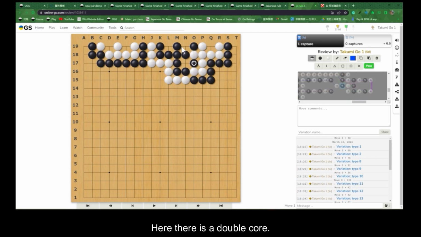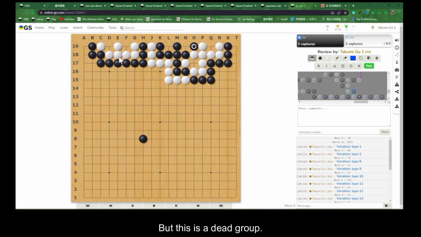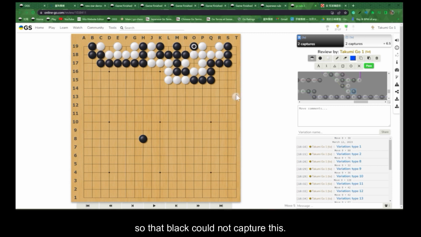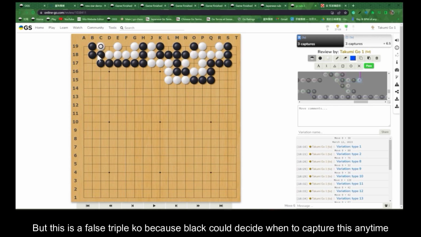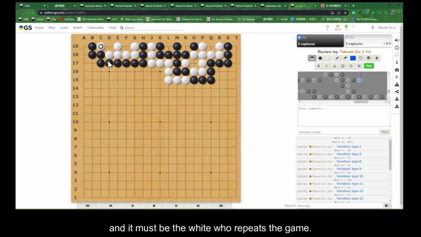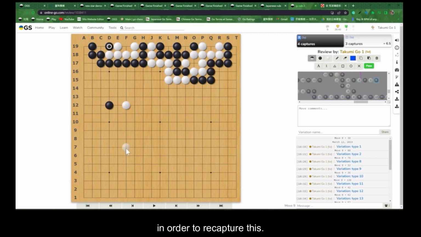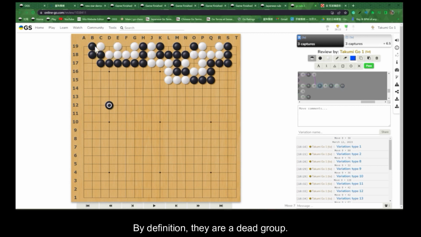Here, there is a double ko. This is a double ko, so actually both black and white are alive locally. But this is a dead group. What white is trying to do is that white has infinite ko threats by this double ko, so black could not capture this. If black tries to capture this, white could fight by this ko threat and recapture. But this is a fourth triple ko, because black could decide when to capture this anytime, and it must be white who repeats the game. In the Japanese rule, after black captures this, white could not use the ko threats in order to recapture this. So white could only pass, and black could capture these six white stones. By definition, they are a dead group.